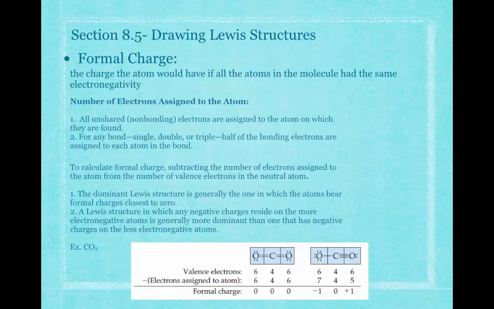For carbon, carbon has 4 valence electrons. If you notice, there are 4 bonds between carbon and the 2 different oxygens. Therefore, the number of electrons that are assigned to carbon would be 4, and therefore the formal charge would be 0. For the last oxygen, it's the same thing. Oxygen has 6 valence electrons. There are 4 unshared electrons, and 2 shared ones. Therefore, I have a total of 6 electrons that are assigned to the atom. Therefore, all of the formal charges in this case are 0.